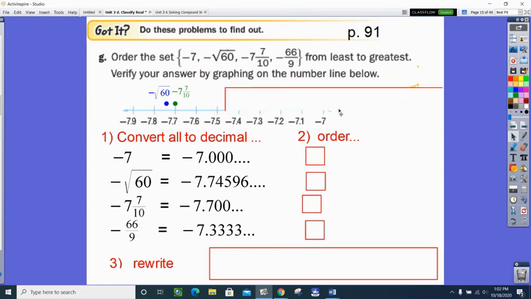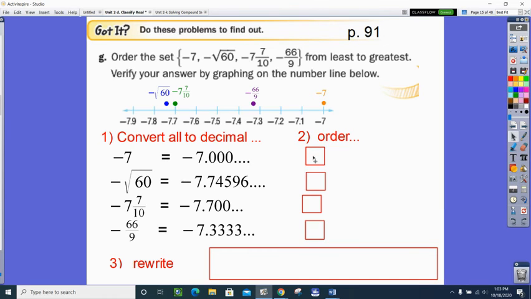direction. So I'm going to show you kind of where they plot up here. So this -7.7-ish is where the green dot is. The -7.745, the square root of 60, is where the blue dot is. The -7 7/10 is the -7.7. The negative 7.3 repeating is right about where the purple dot is, and obviously negative 7 is there. And what you need to notice is that this negative 7.74596 is actually smaller. The negatives go in the opposite direction.